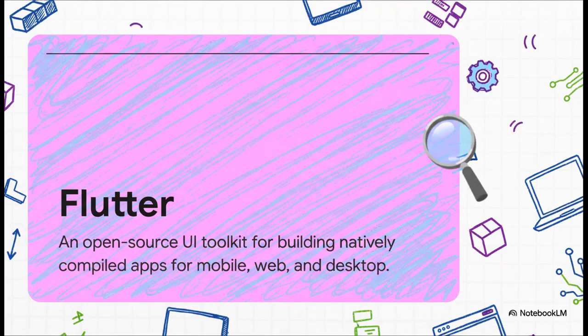Okay, so let's get our terms straight right from the start. Flutter. It's what we call a UI toolkit. Basically, it gives you everything you need to build the part of the app that people see and touch. The buttons, the text, the layouts, the whole shebang. But the really key phrase here is natively compiled. What does that mean? It means your app is going to have fantastic, snappy performance. It'll feel like it was custom built for whatever device it's running on.